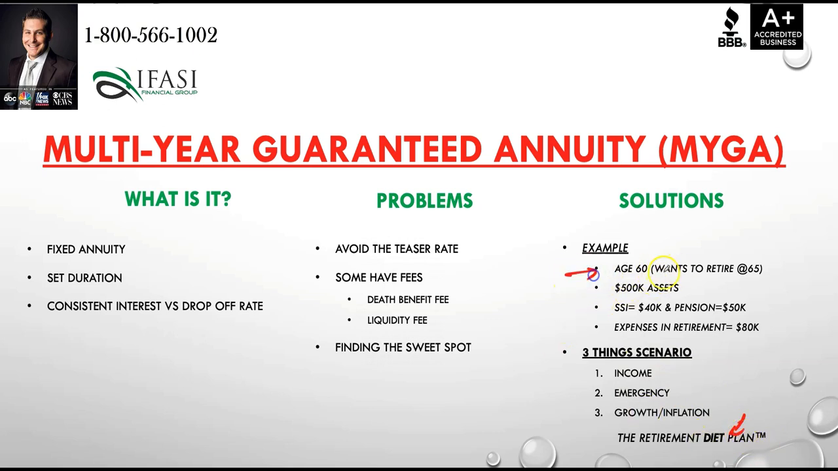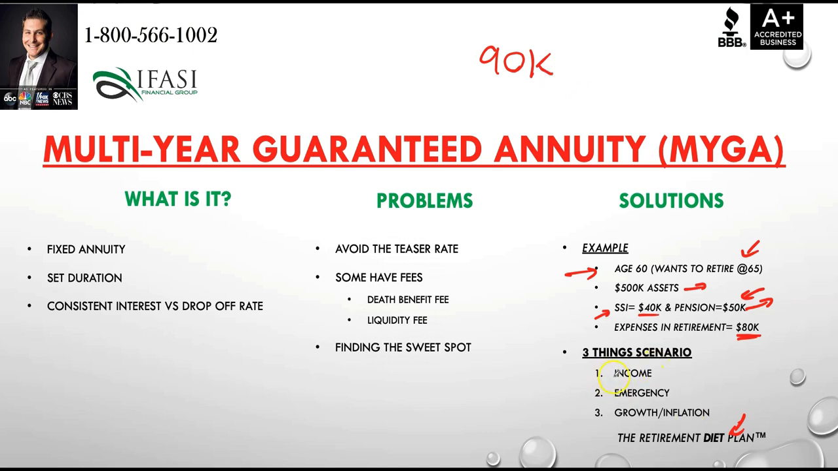With this example, let's say I have a client that's a male, age 60, who wants to retire at age 65 and currently has $500,000 in different assets comprised of 401k, IRA, non-qualified accounts, cash accounts, whatever that case might be. We understand that at age 65, he's going to have Social Security income come to him of $40,000. He works for a company that offers him a pension plan, so that's going to be another income stream. And then his expenses in retirement, after doing budgeting analysis, we understand is going to be $80,000. So if we take $40,000 plus $50,000, that obviously equals $90,000.